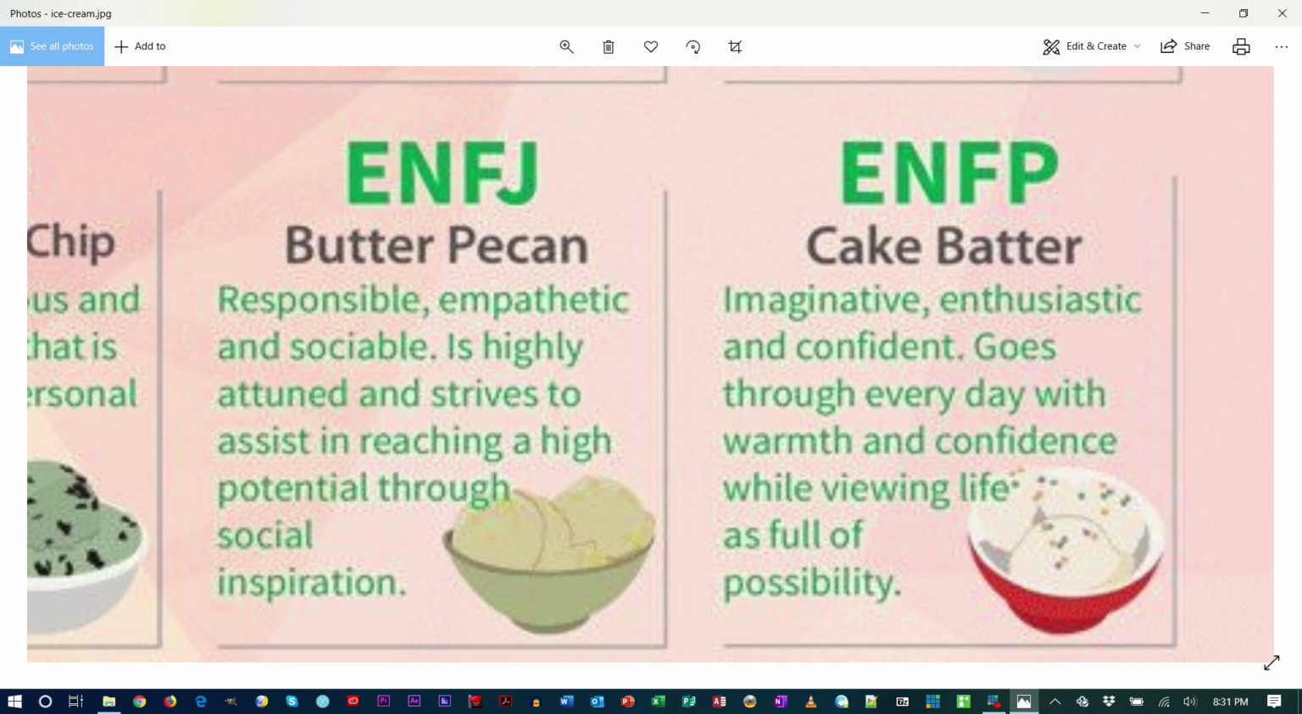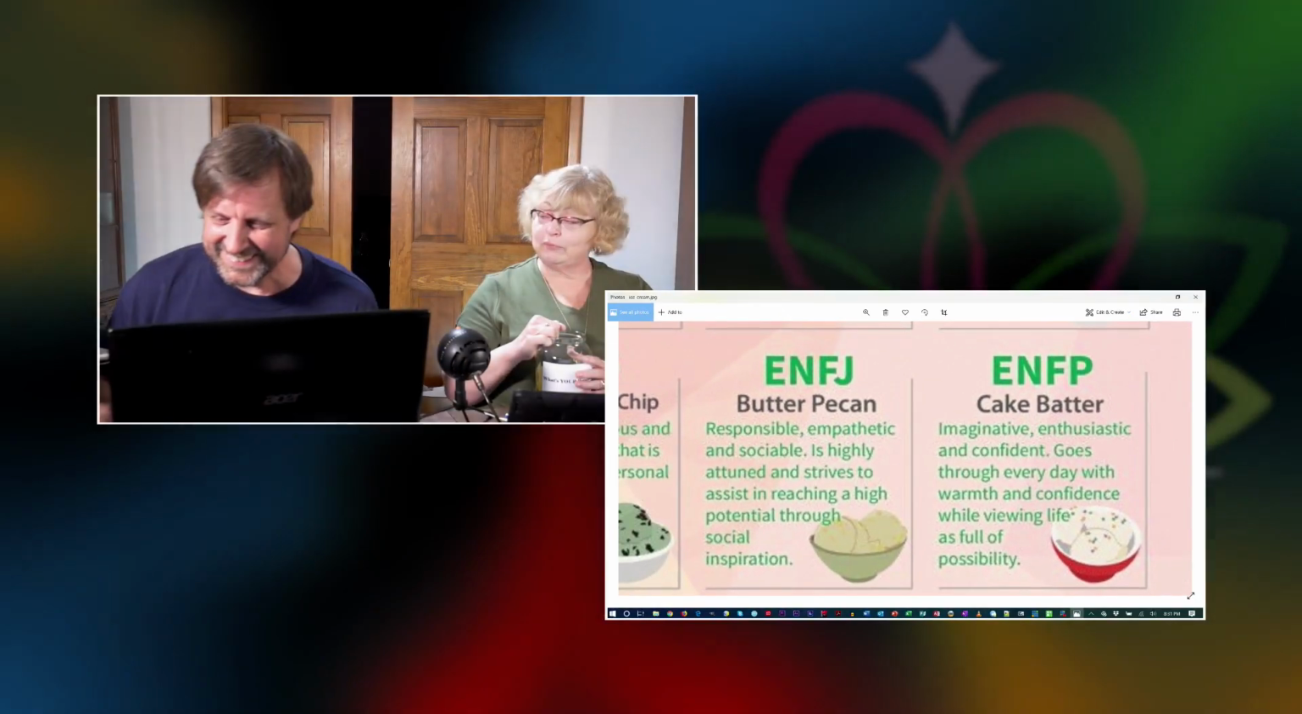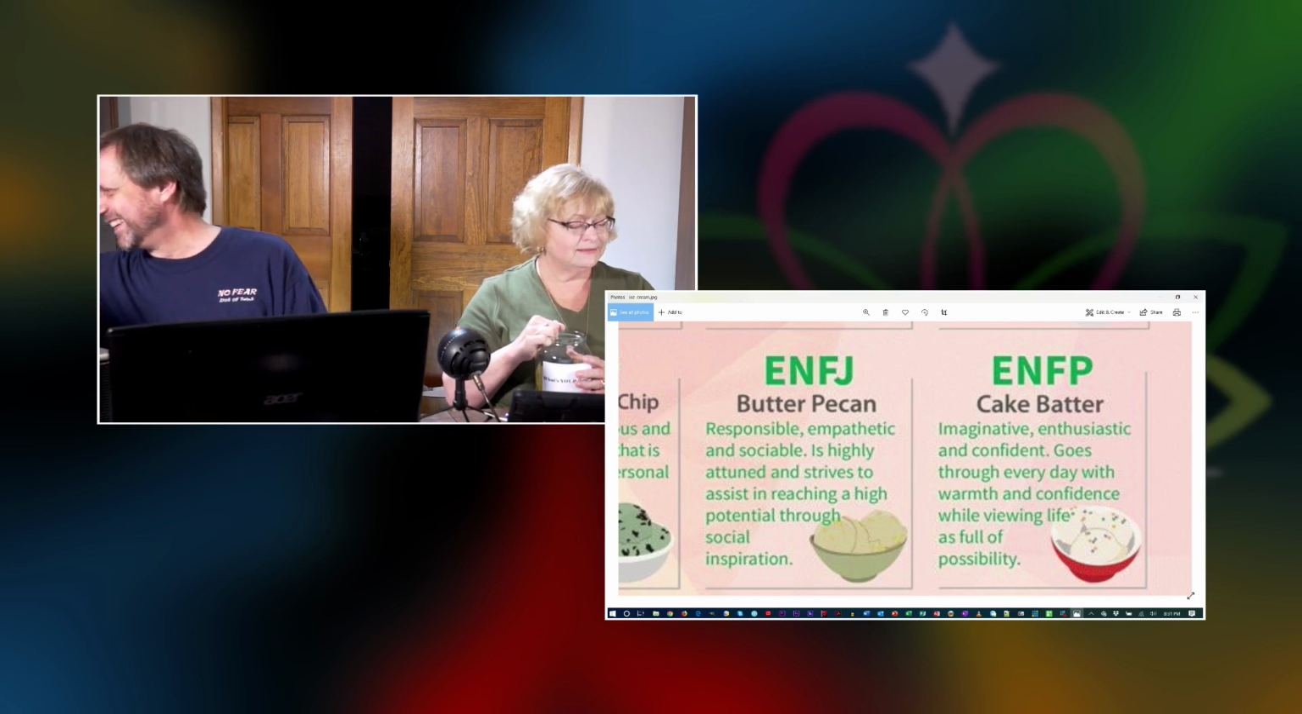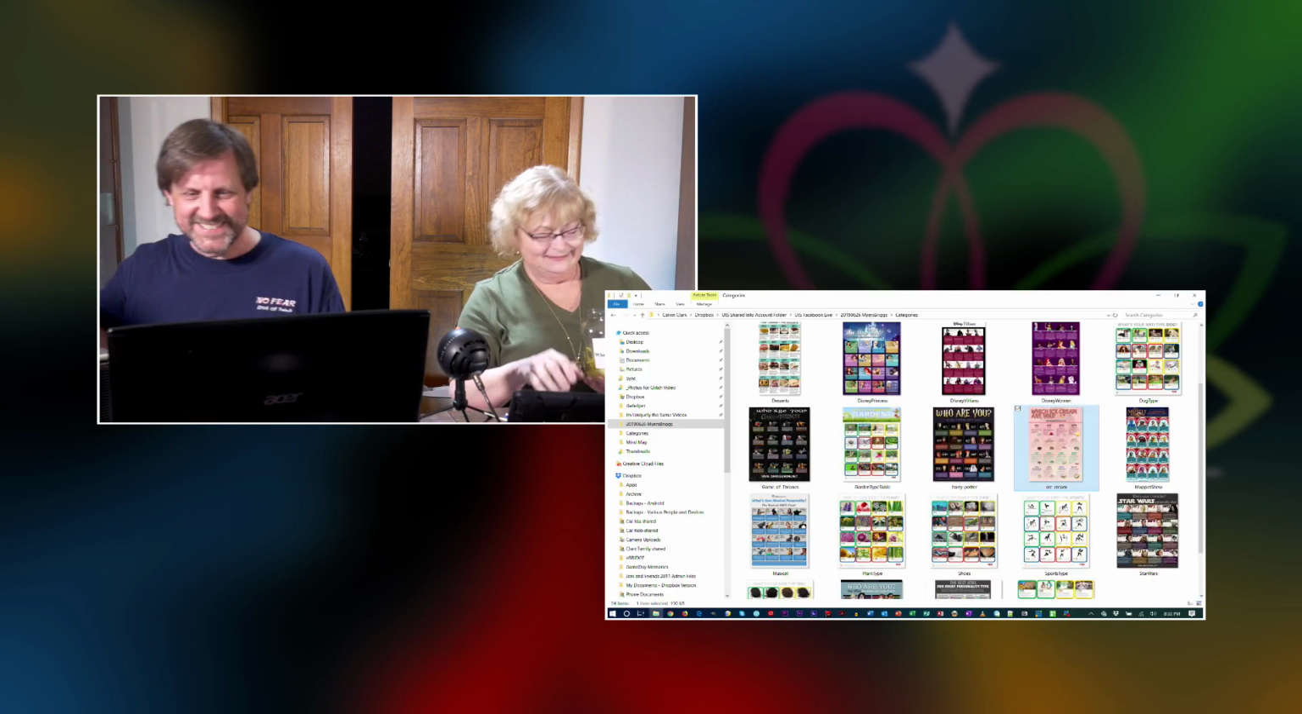Well, here's what it says about butter pecan. An ENFJ is a butter pecan ice cream because you're responsible, empathetic, and sociable, highly attuned, and strive to assist in reaching a high potential through social inspiration. I'm not sure what is socially inspiring about butter pecan. I don't know, but responsible and empathetic and sociable, you know, I'm those things. Okay. If you say so.